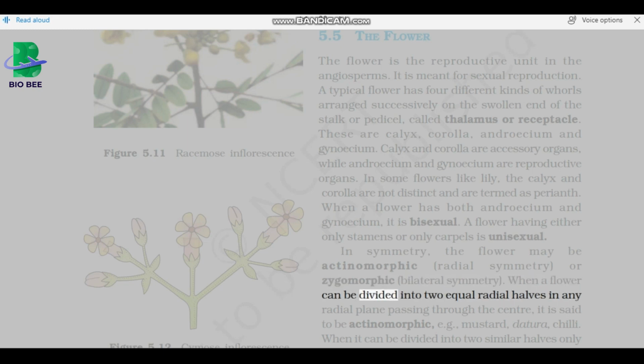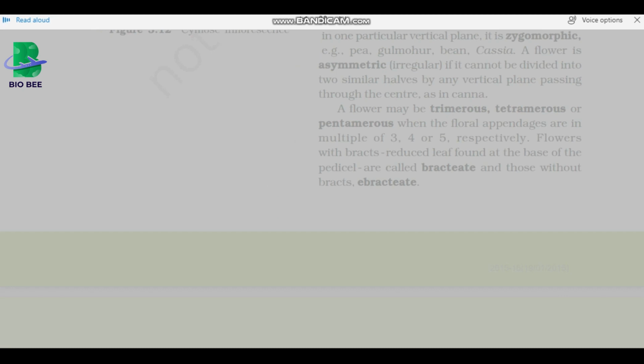When a flower can be divided into two equal radial halves in any radial plane passing through the center, it is said to be actinomorphic. Example, mustard, datura, chili. When it can be divided into two similar halves only in one particular vertical plane, it is zygomorphic. Example, pea, gulmohar, bean, cassia. A flower is asymmetric, irregular, if it cannot be divided into two similar halves by any vertical plane passing through the center, as in canna.